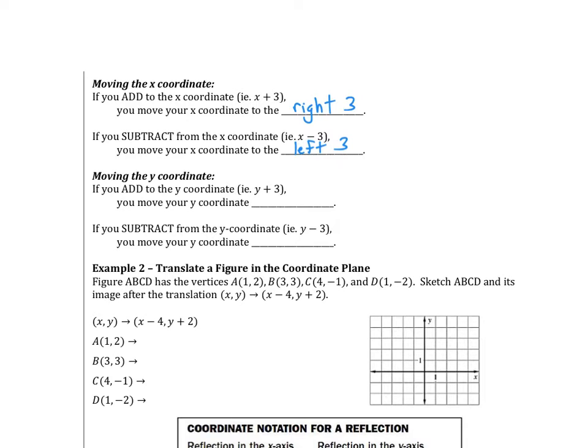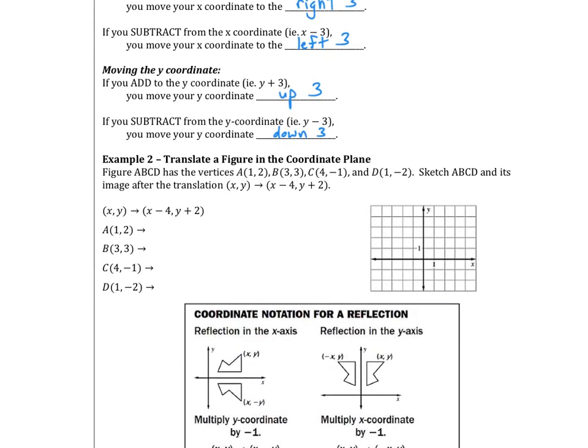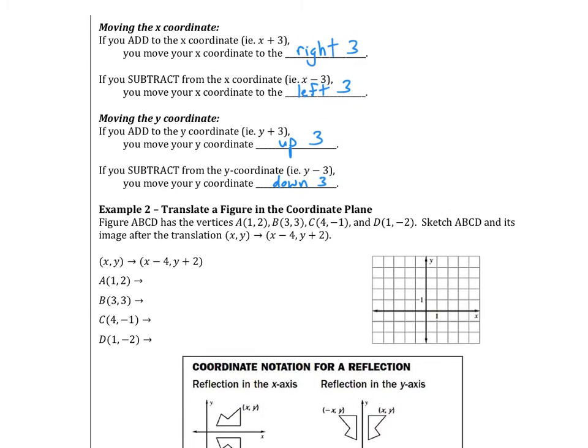When you add to the y coordinate, it means you go up. So if it's plus 3 on the y, it would be up 3. And if you subtract from the y coordinate, it's going to be down 3. So adding to x is right, subtracting from x is left. The x's are left and right, y's are up and down.